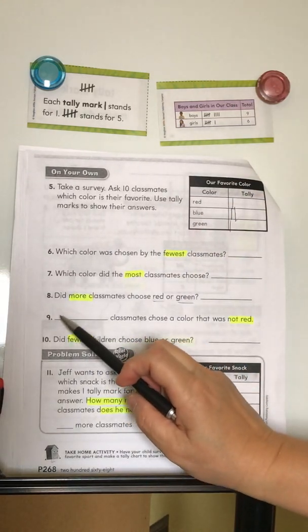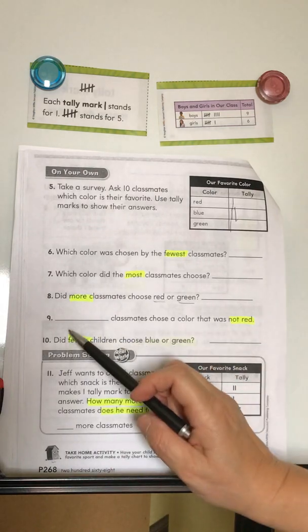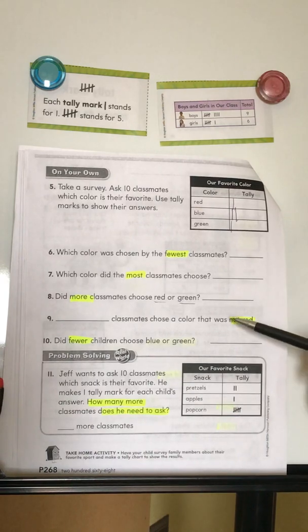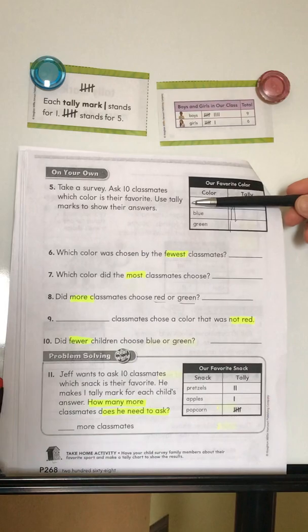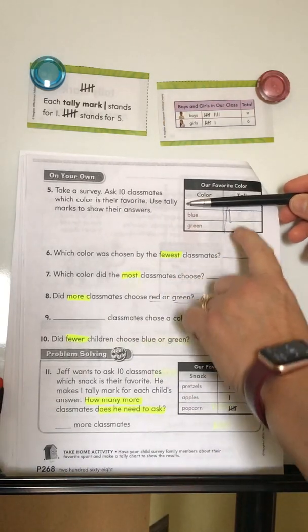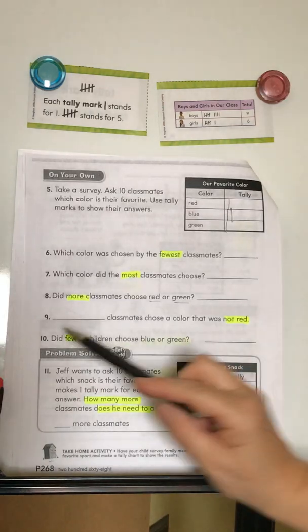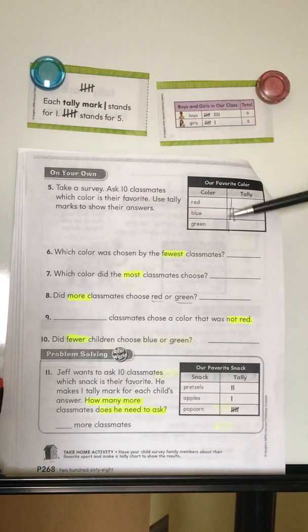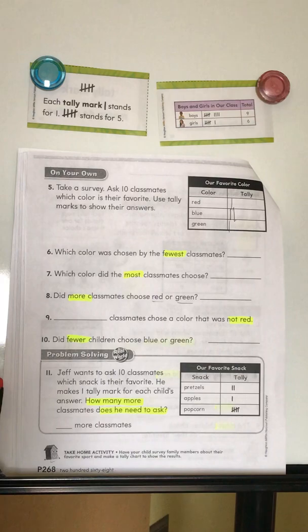Number 9, blank classmates chose a color that was not red. So here we need to put a number of people who chose a color that was not red. So we're not going to count red, we're only going to count blue and green together and write that number here. Did fewer children choose blue or green? So this time only look at blue or green. Which one got the smaller vote? Blue or green? Write the color on the line.